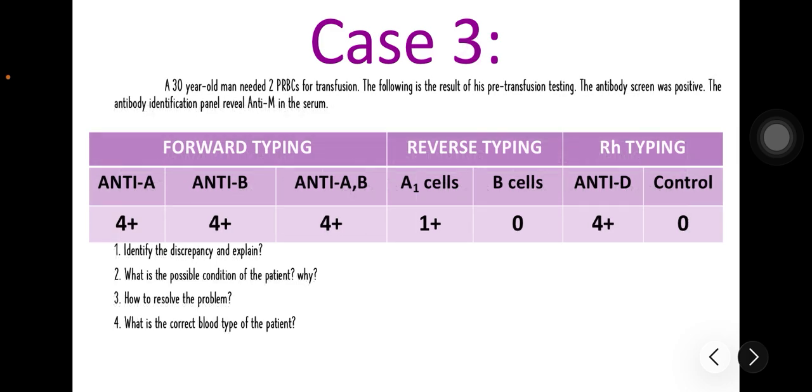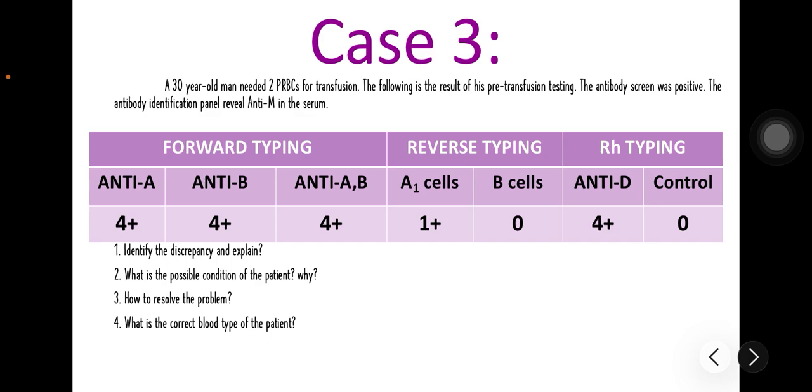A 30-year-old man needed 2 PRBCs for transfusion, so the following is the result of his pre-transfusion testing. The antibody screen was positive, then the antibody identification panel revealed anti-M in the serum. Let's analyze the results. So in forward typing, this means that the patient's red cells have both A and B antigens since it has a strong reaction, 4 plus. So the forward typing says group AB is the blood type of our patient.